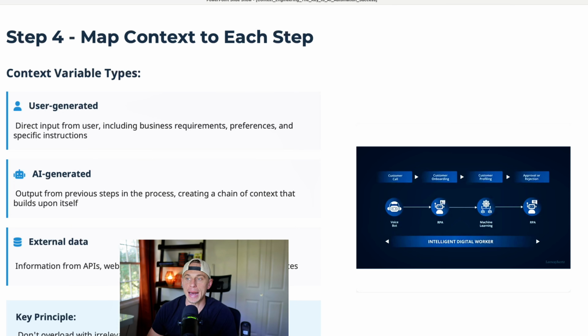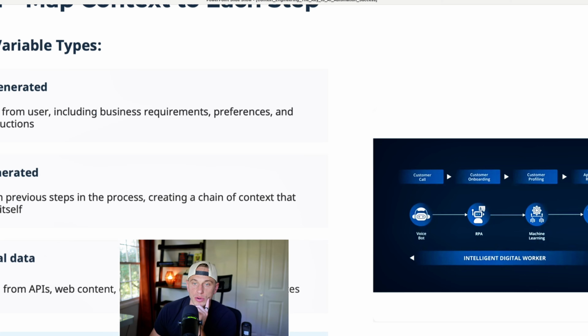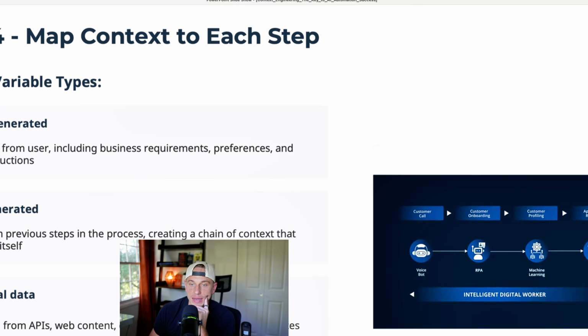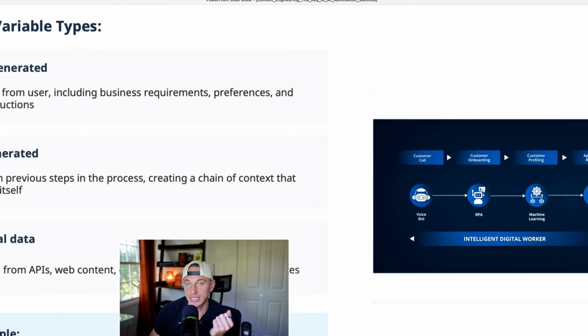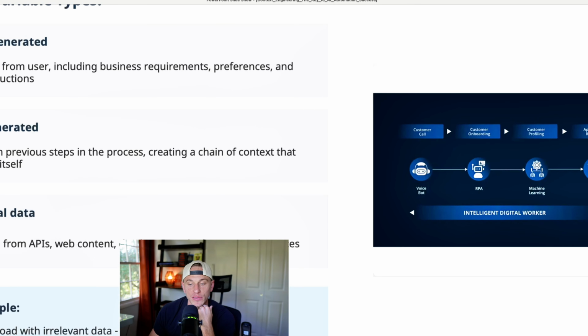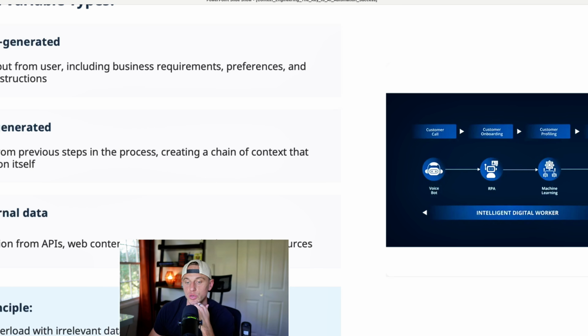Now, what about mapping context to each step? Well, I don't know why it's blurry for you guys, but user generated. So when we're thinking about mapping context to each step, we have direct input from the user, including business requirements, preferences, and specific instructions. We also have AI generated, so output from previous steps in the process, creating a chain of context that builds upon itself. And then we also have external data, so information from APIs, web content, databases, and other external sources.